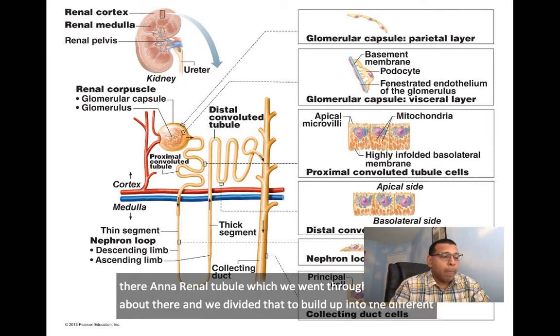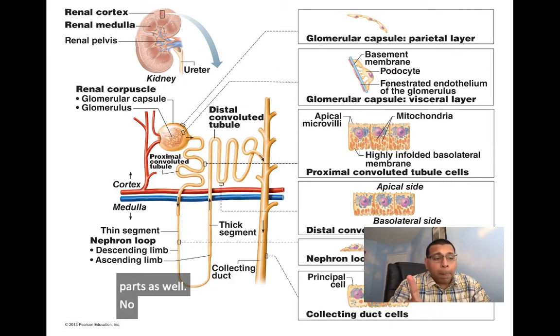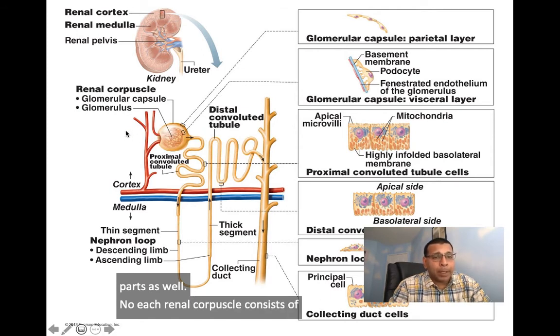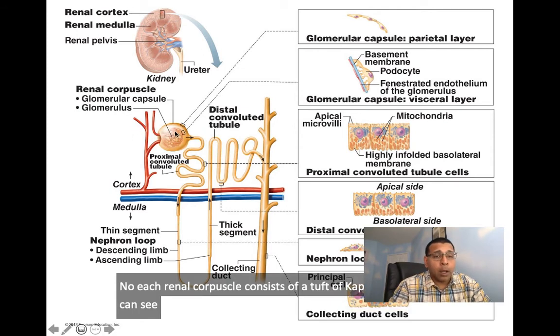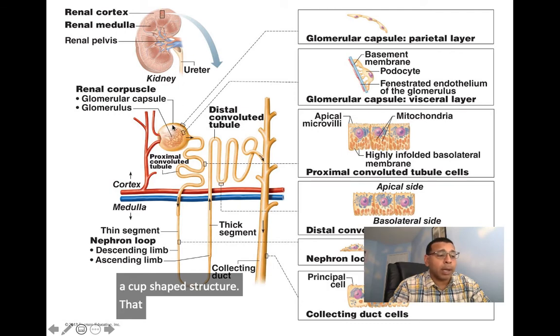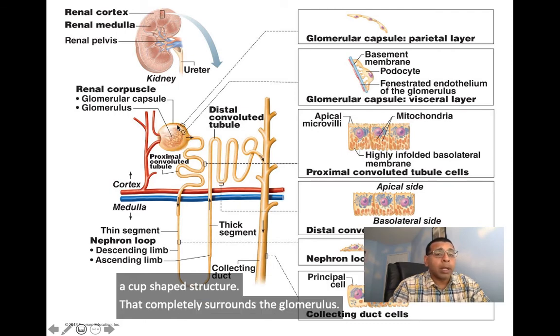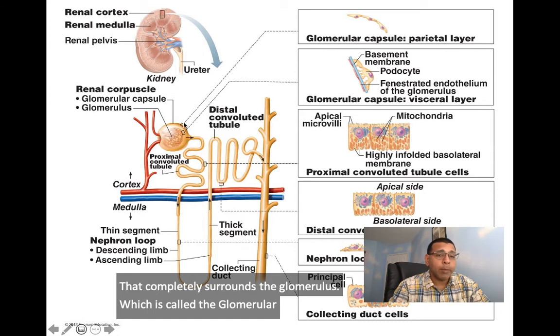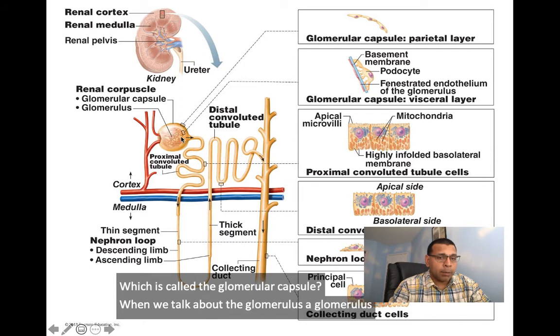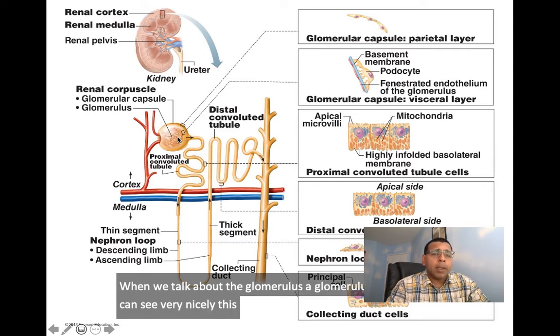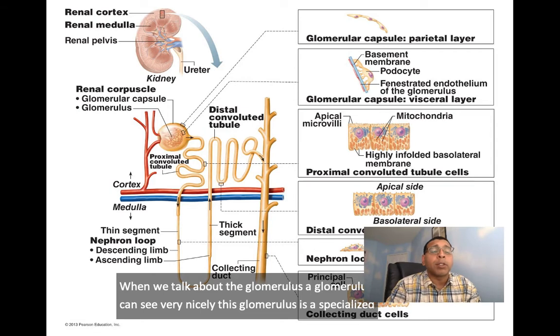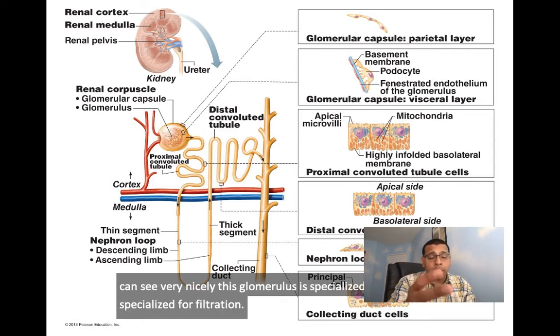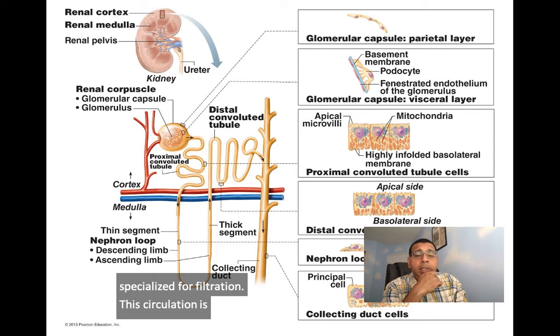Now, each renal corpuscle consists of a tuft of capillaries, which you can see right inside of here, called the glomerulus, and a cup-shaped structure that completely surrounds the glomerulus, which is called the glomerular capsule. Now, when we talk about the glomerulus, you can see it very nicely here. This glomerulus is a specialized structure, specialized for filtration. This blood supply you see here is very special.